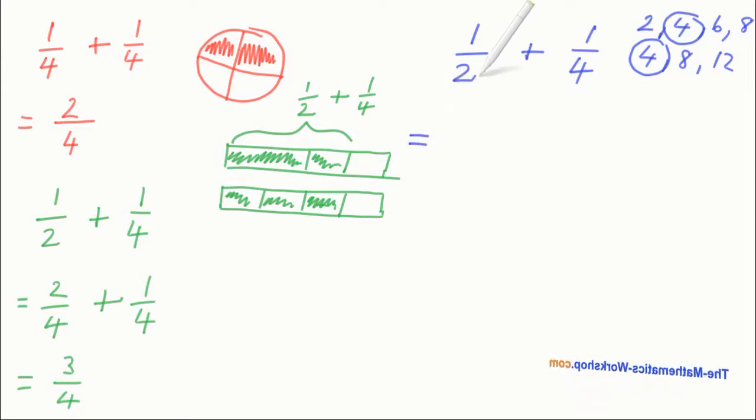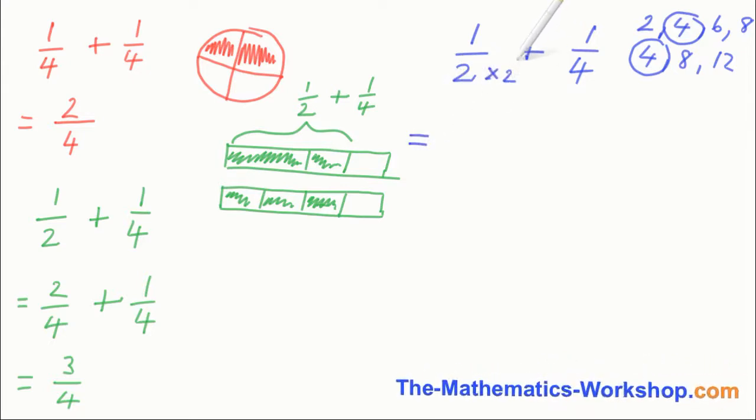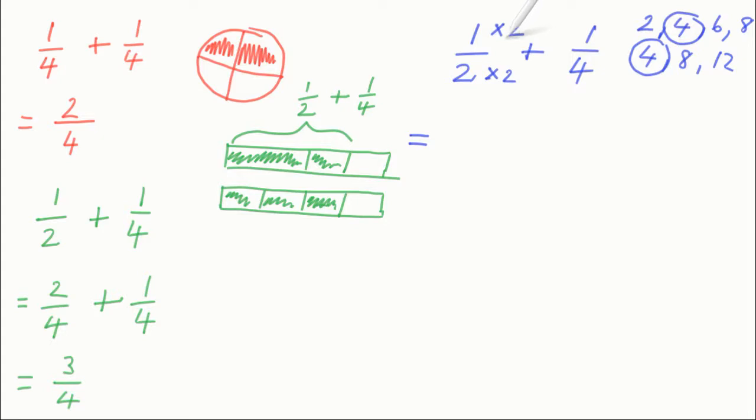So how do you change a 2 into a 4? What you need to do is multiply it by 2, and what you do to the bottom number, you must do to the top number, and that way the value of the fraction hasn't actually changed, even though the numbers have changed. So you end up with 2 over 4 plus the 1 over 4, and you know that that's 3/4 just by adding those two top numbers together.